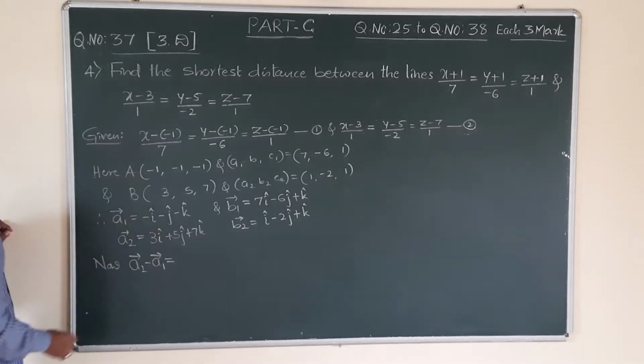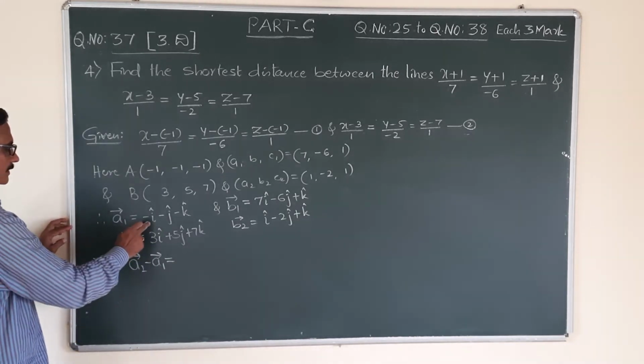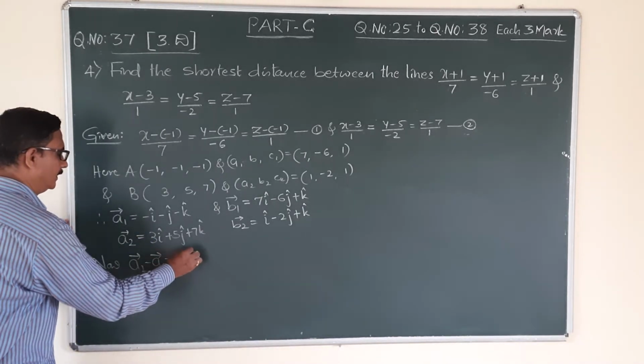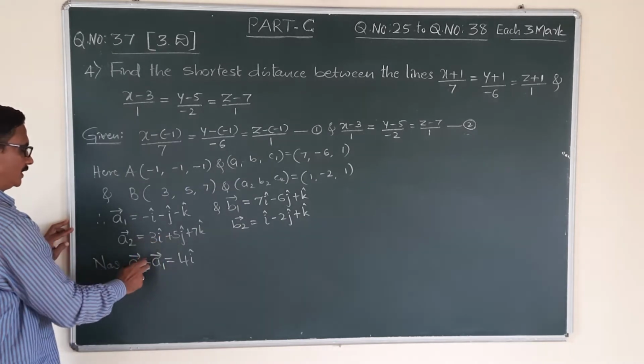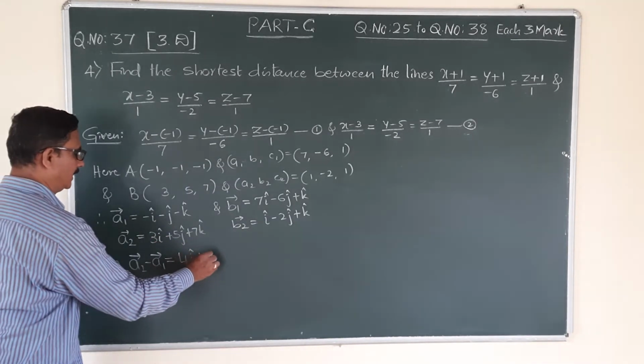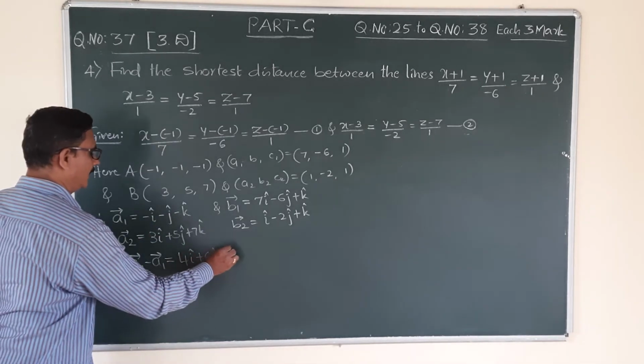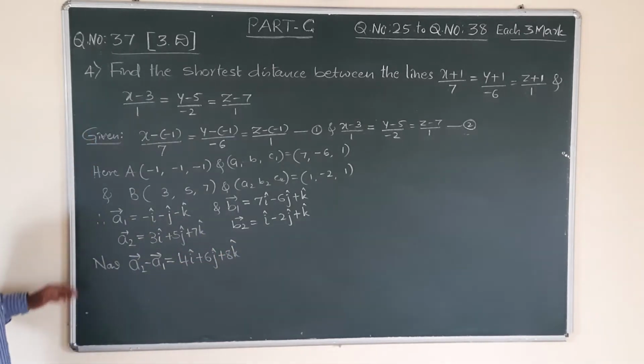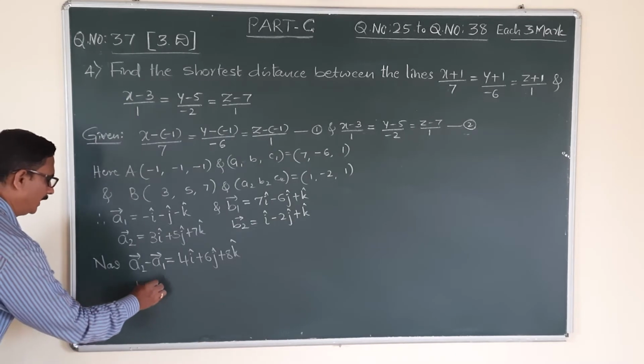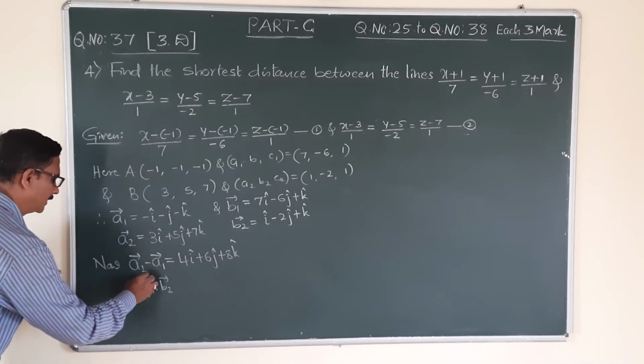a2 vector minus a1 vector: 3i minus of minus i plus i, that is 4i. 5j minus of minus 1j, that is 6j. 7k minus of minus 1k, 8k. This is a2 minus a1. Then to find b1 cross b2 vector.